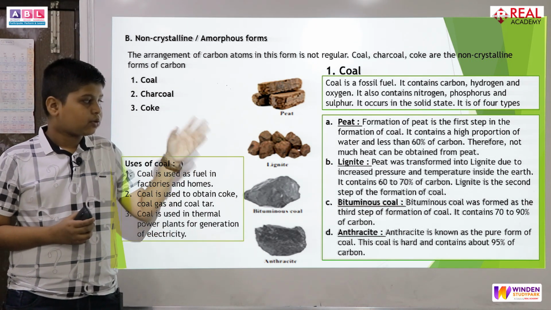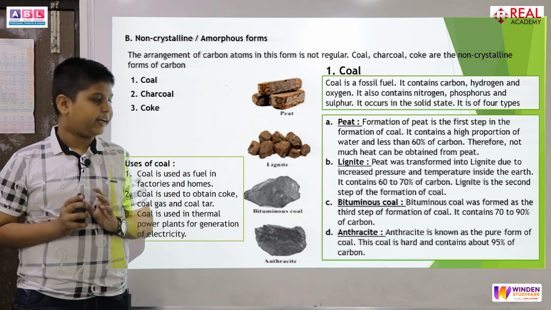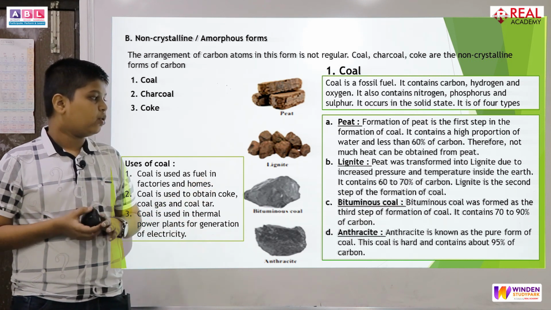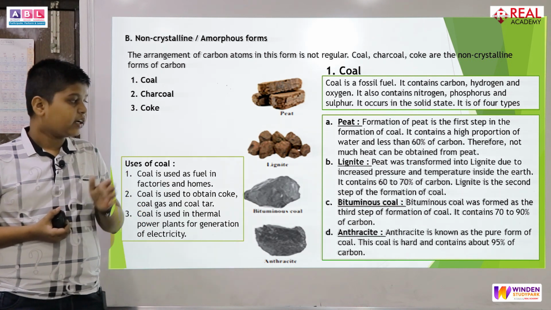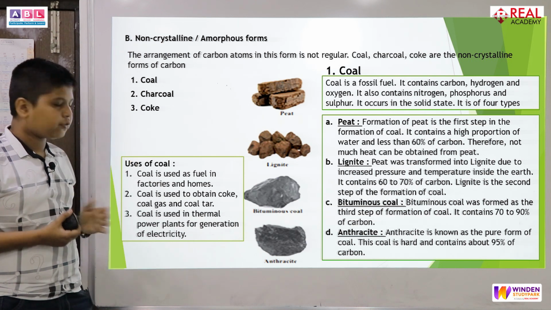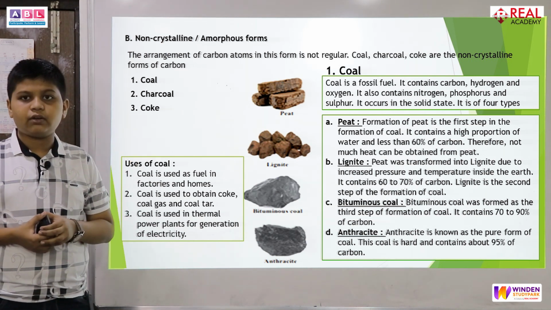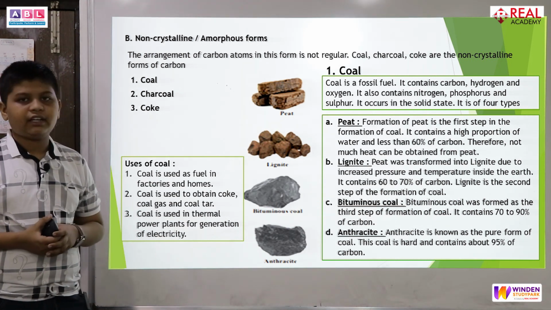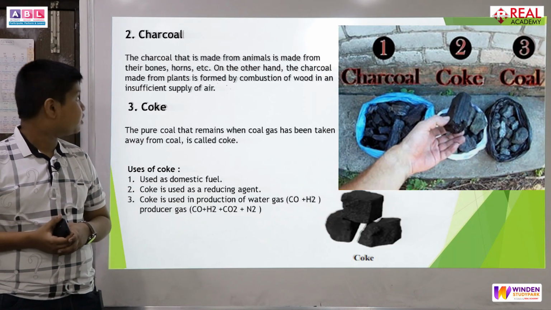Bituminous coal. Bituminous coal was formed as the third step of formation of coal. It contains 70 to 90% of carbon. Anthracite. Anthracite is known as the purest form of coal. This coal is the hardest and contains more than 90% of carbon. The uses of coal are as follows. Coal is used as a fuel in factories and homes. Coal is used for obtaining coke, coal gas and coal tar. Coal is used in thermal power plants for electricity generation.